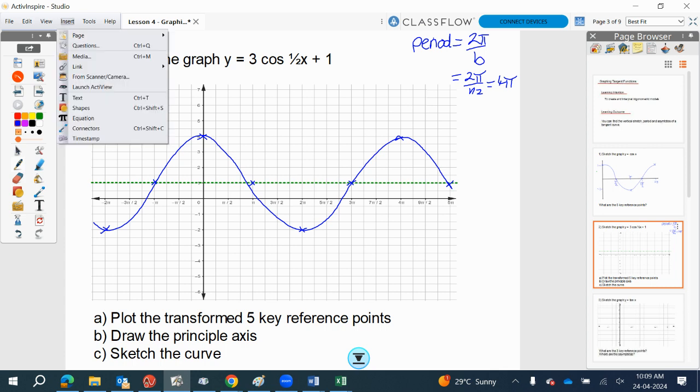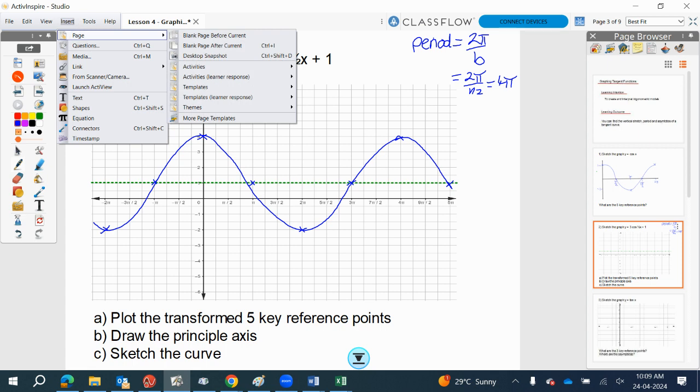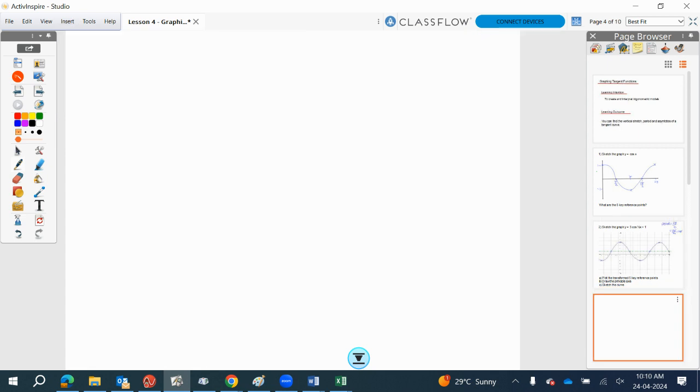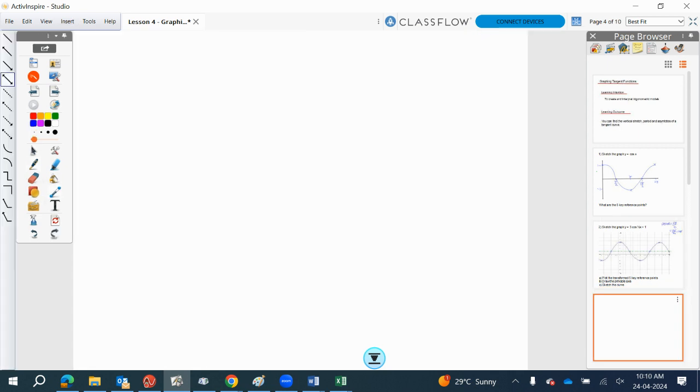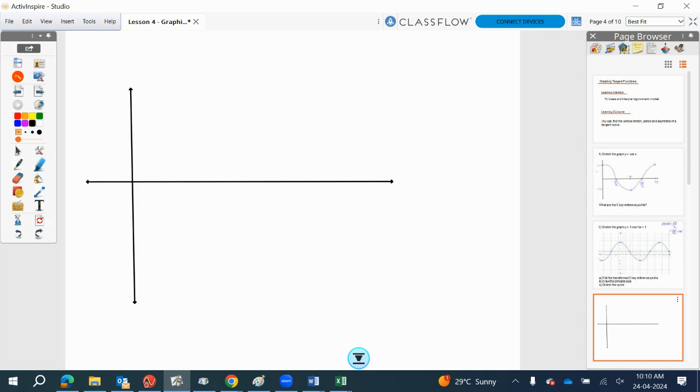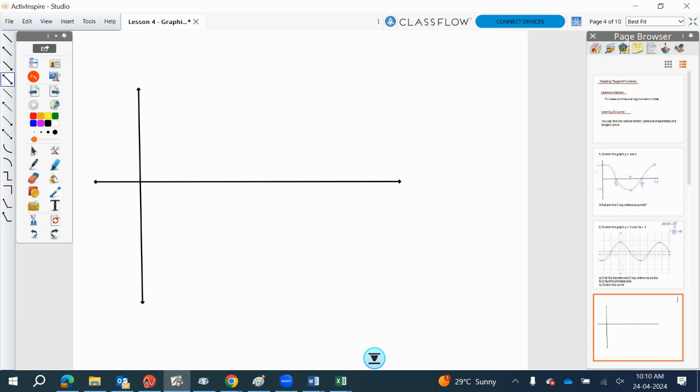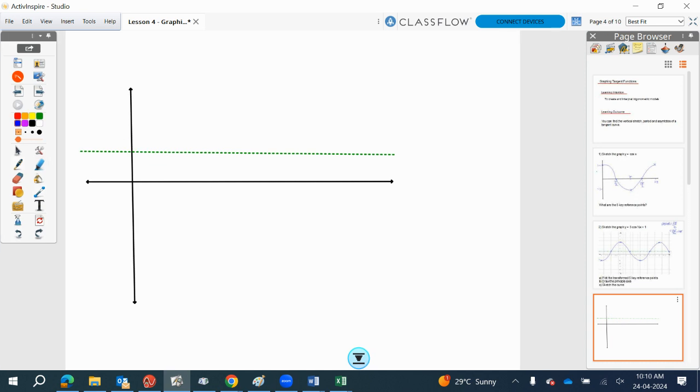If you wish to draw this without graph paper, it's even quicker and easier. So you just use your ruler and draw some axes. Draw your principal axis. Draw your curve. Oops. And then just label the points.